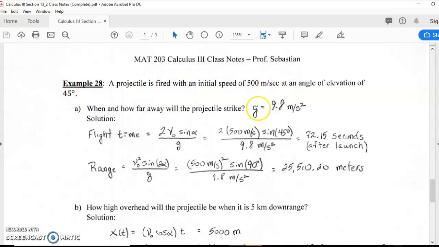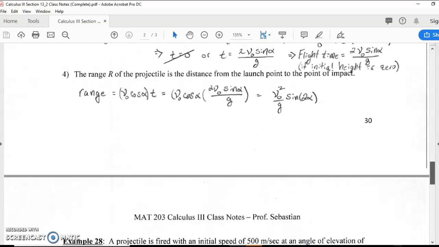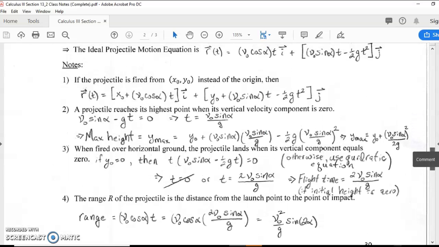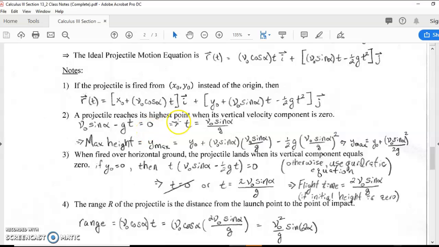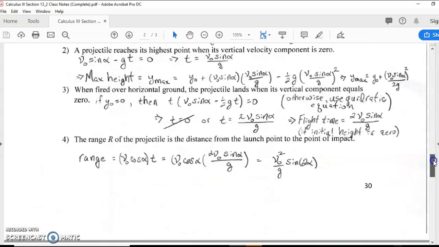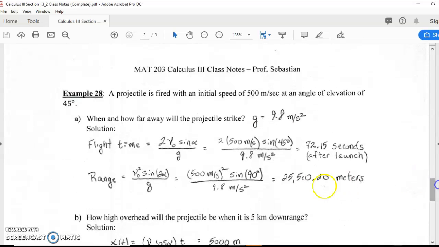Since we're talking about meters, we know that we're going to use the gravitational constant to be 9.8 meters per second squared. Our flight time, which we figured out on the previous page, is right here. When the projectile is fired over horizontal ground, the projectile lands when its vertical component equals 0. That time is 2 times v naught sine of alpha over g. So there's our flight time.